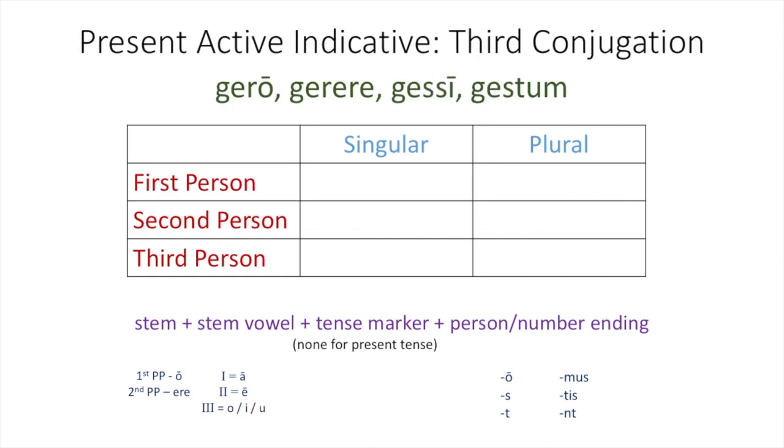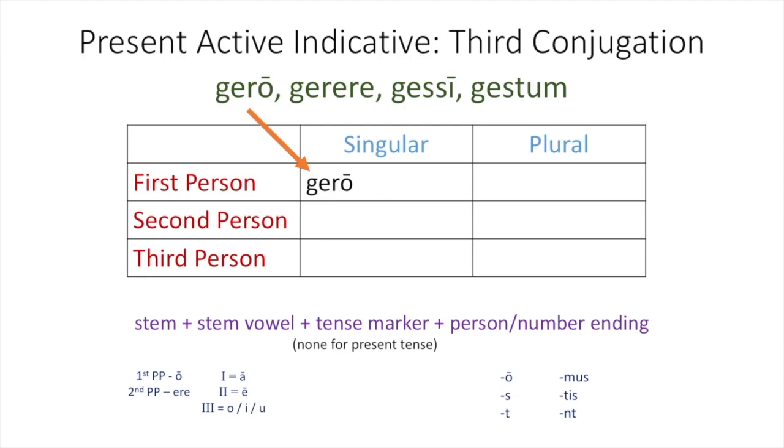So here's an example of a third conjugation verb: gero, gerere, gessi, gestum, to manage, to do, to wage war. And the first principal part of all verbs is your first person singular present active indicative. So we can just move that right down into our first person singular present active indicative box of our chart. Then we need to use our equation to find our other person and number forms.